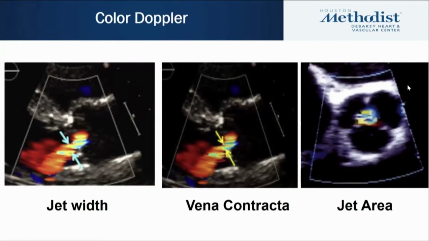These are the color Doppler parameters when you're describing aortic regurgitation. So you have the jet width. Make sure you evaluate this in the parasternal long axis view, and you want to determine how much of the LVOT this jet is filling, the vena contracta, which is the narrowest part of the jet, and the jet area.